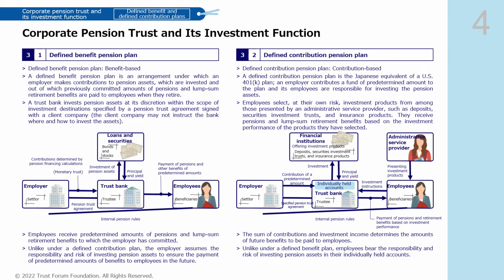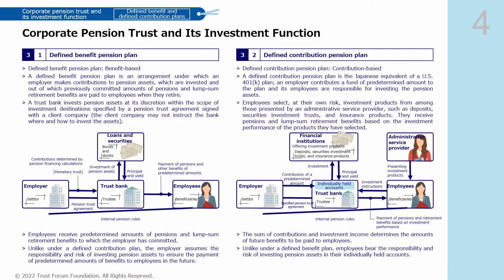The trust bank enters into a defined contribution pension trust agreement with the employer, under which the employer serves as settlor and employee recipients and subscribers are designated as beneficiaries. Under this agreement, the trust bank manages and protects the pension assets represented by contributions from the employer. The bank signs an additional contract with the employer to provide administrative services for the pension plan.